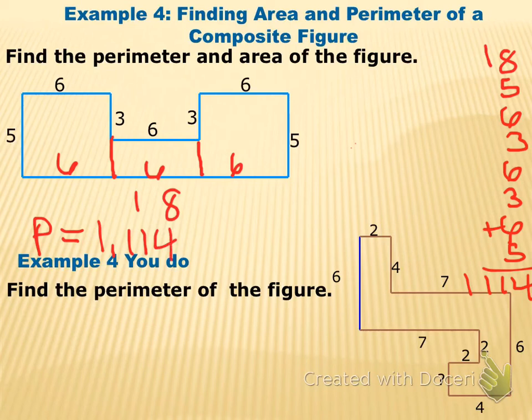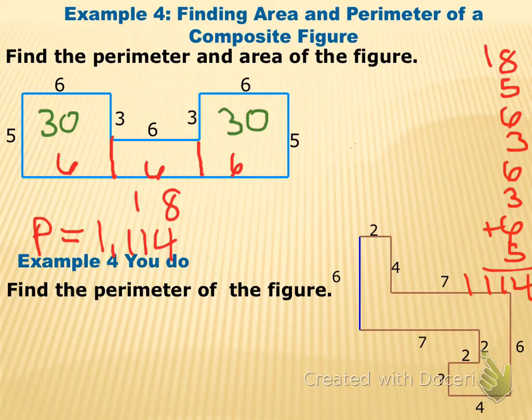So the perimeter of this shape is going to be 1,114 units. Now to find the area, we already have it broken up into shapes that we know how to find the area of. Remember, this is just a rectangle with base of 6, height of 5. You take 6 times 5, you get an area of 30. If you take this one, it's also 6 times 5, so the area of this one is 30.